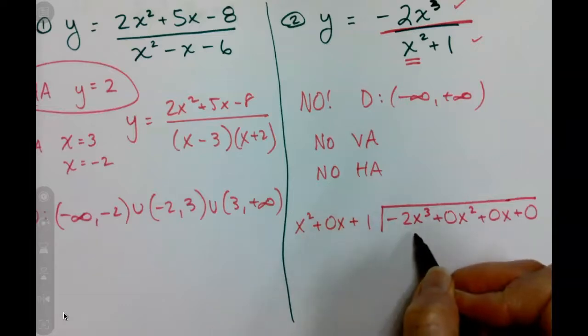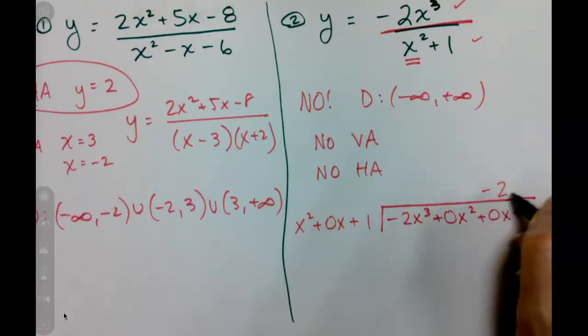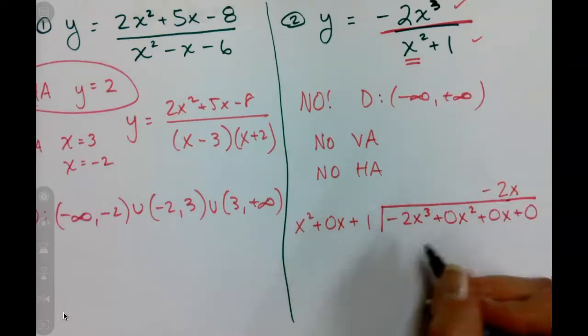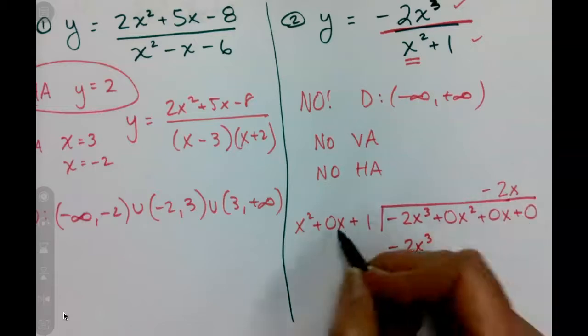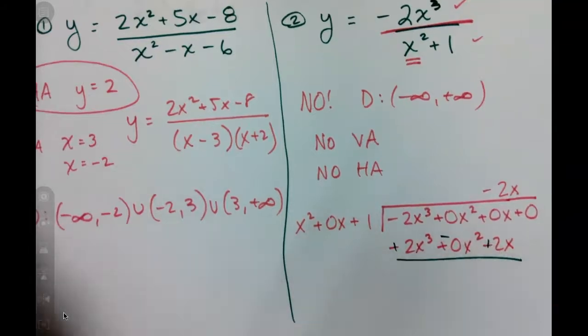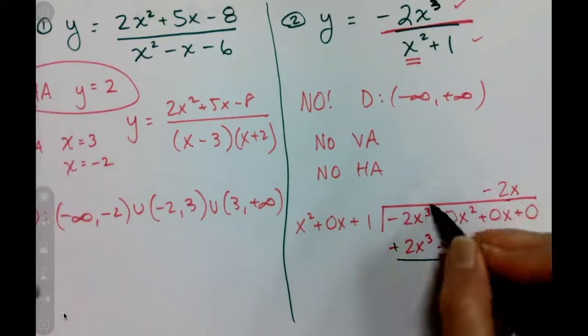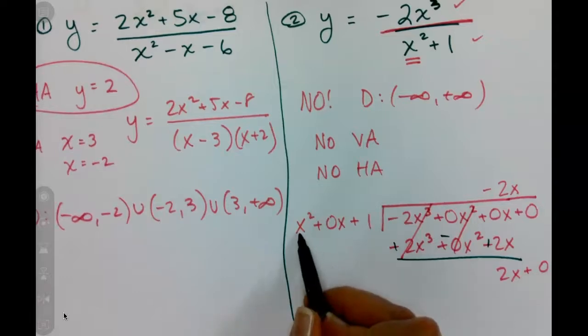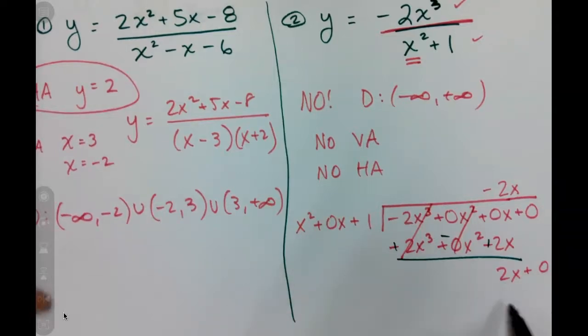X squared goes into -2x cubed, -2x times. So we multiply next. -2x times x squared is -2x cubed, -2x times 0, plus 0x squared, plus or minus 0, it doesn't matter. -2x times 1, -2x. And like I said in class, I use a different color to draw the line and change the signs just so I can remember that I actually did it. So first column cancels, second column cancels, we're left with 2x plus 0. Now, if you take a look, x squared will not be divided into 2x. Therefore, this is the remainder.